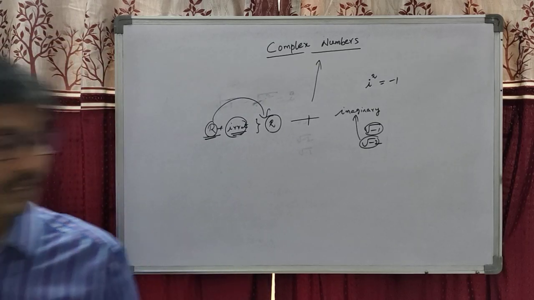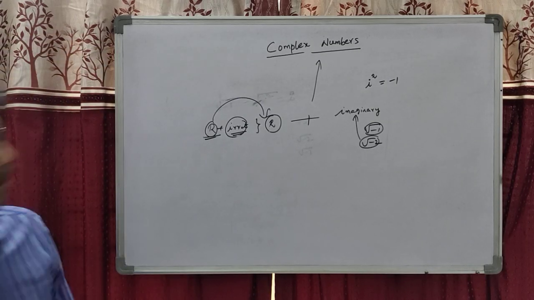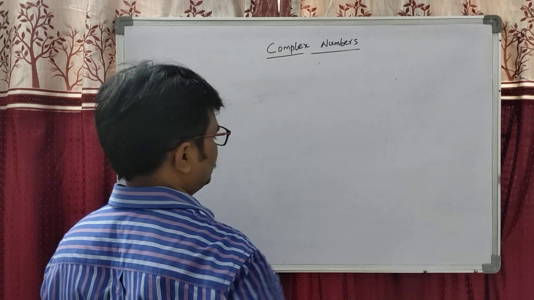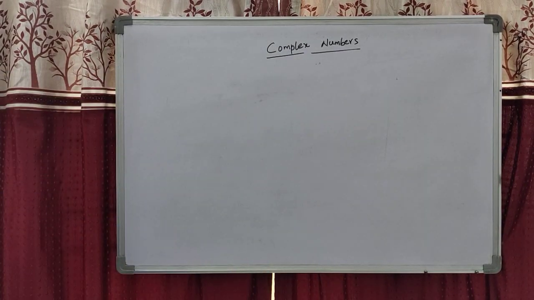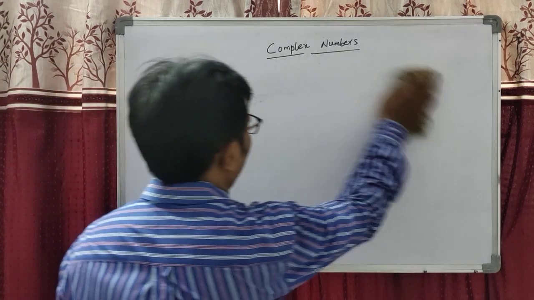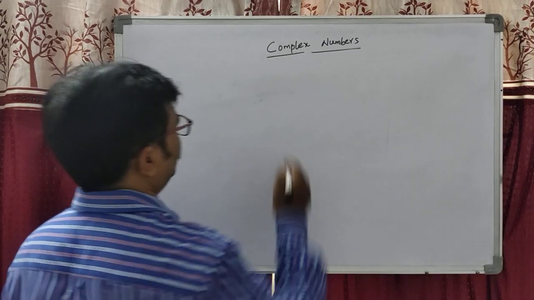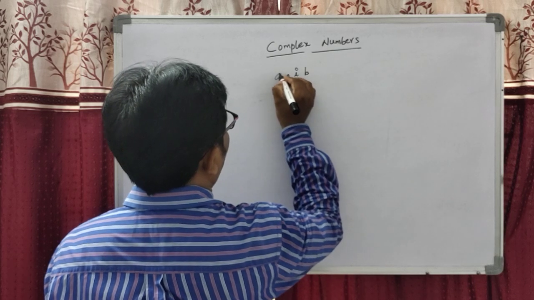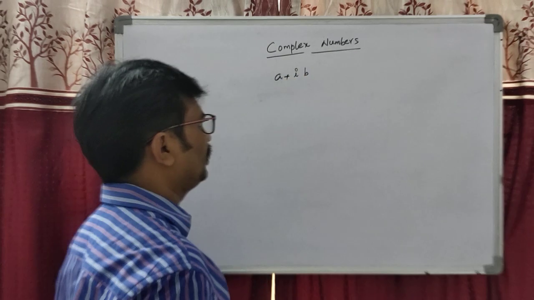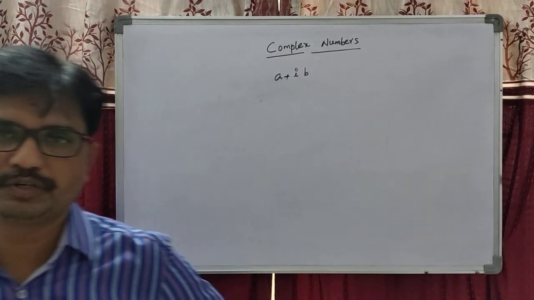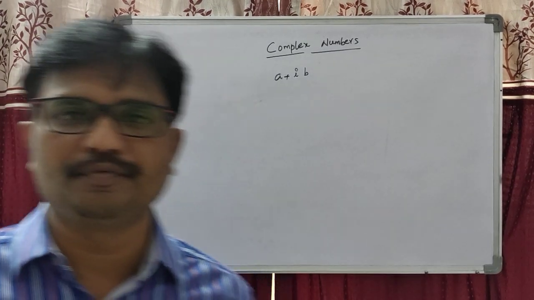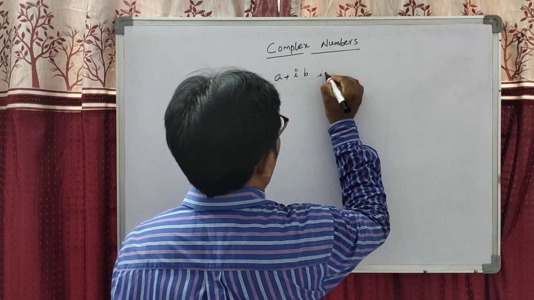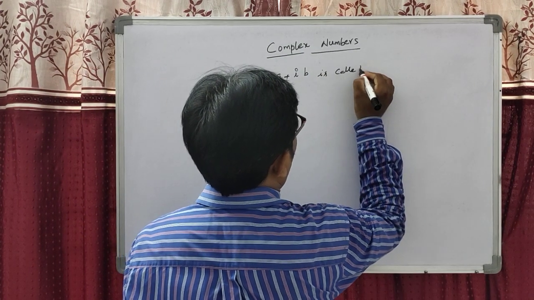Therefore, students, we can write the complex number as follows. If a number is in the form of a plus ib, then it is called a complex number.